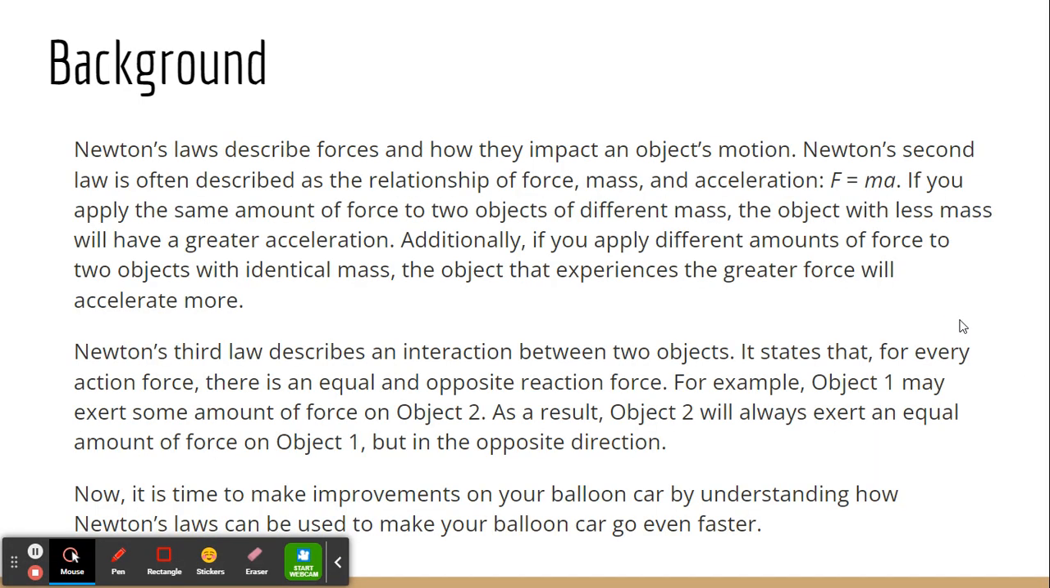All right, here's your background once again, talking about how Newton's laws use forces and how they impact an object's motion. We talked about force equals mass times acceleration. That is focusing on Newton's second law. Newton's third law is every action has an equal and opposite reaction. And we were focusing on how these Newton's laws can be applied to your balloon car and how to make it go faster.